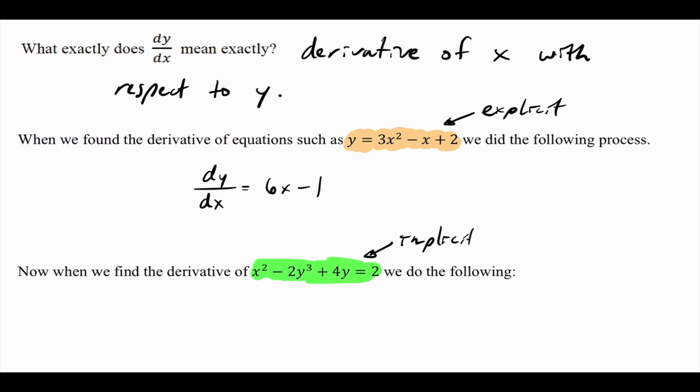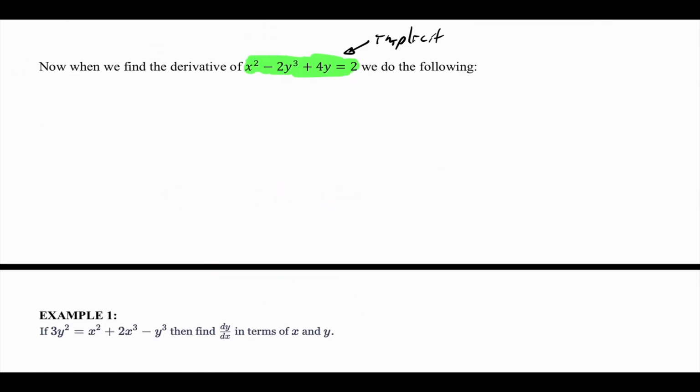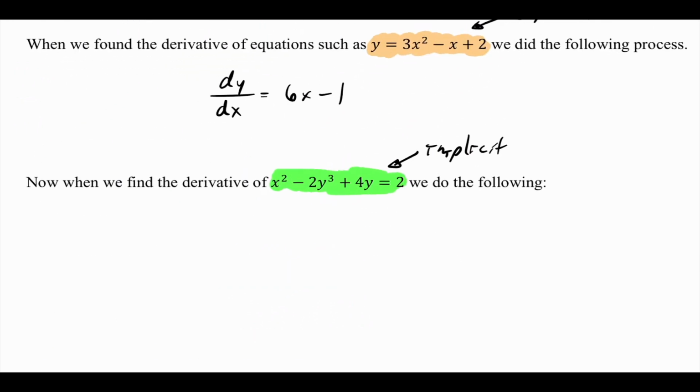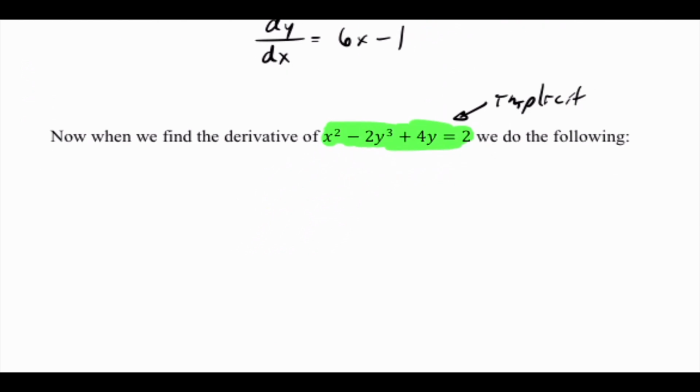So we're still going to use the same rules. I use the power rule to come up with 6x minus 1. I'm still going to use the power rule to find derivatives of this. It's just going to look a little bit different than what you're used to. So this is how we do it. I'm going to show you how to do it.